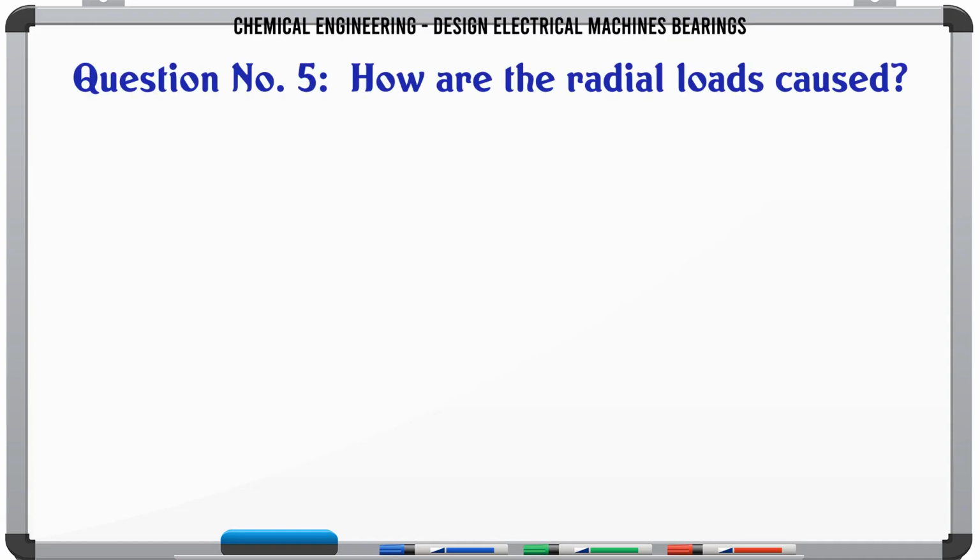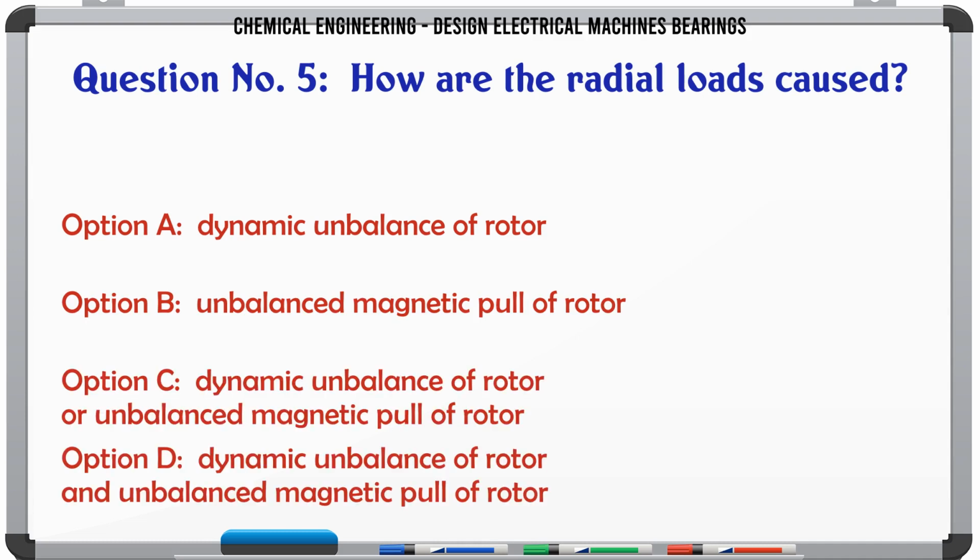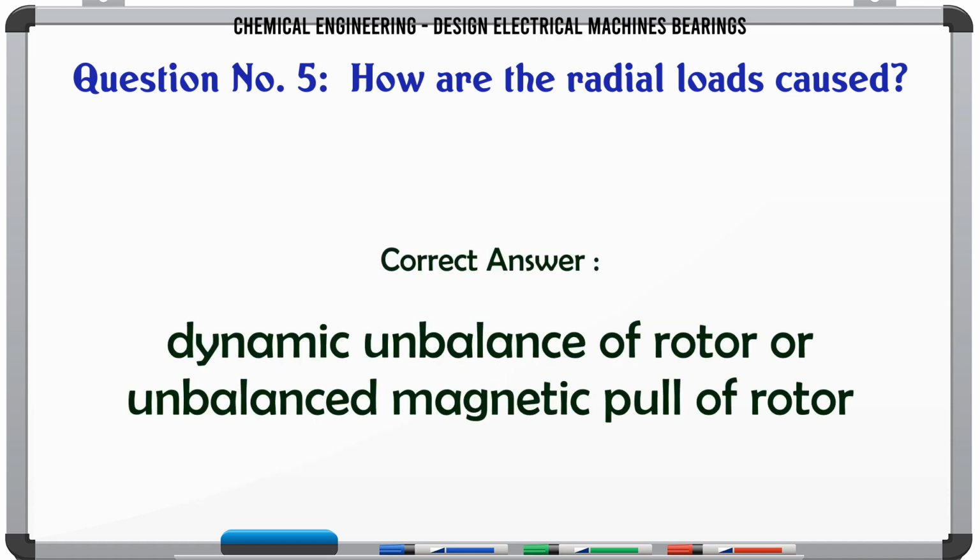How are the radial loads caused? A dynamic unbalance of rotor, B unbalanced magnetic pull of rotor, C dynamic unbalance of rotor or unbalanced magnetic pull of rotor, D dynamic unbalance of rotor and unbalanced magnetic pull of rotor. The correct answer is dynamic unbalance of rotor or unbalanced magnetic pull of rotor.